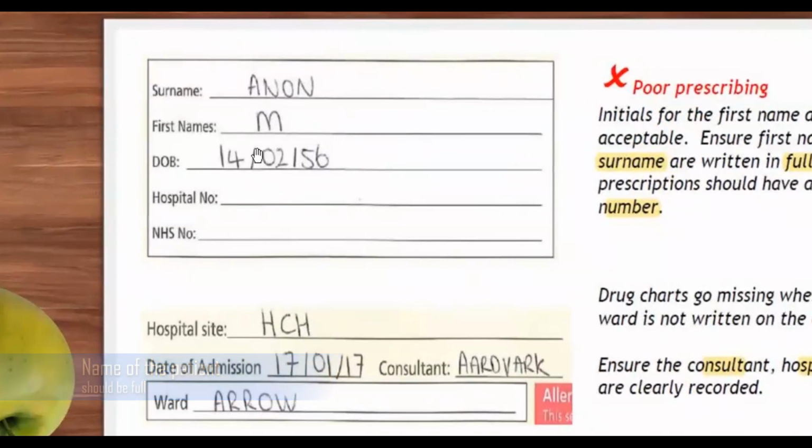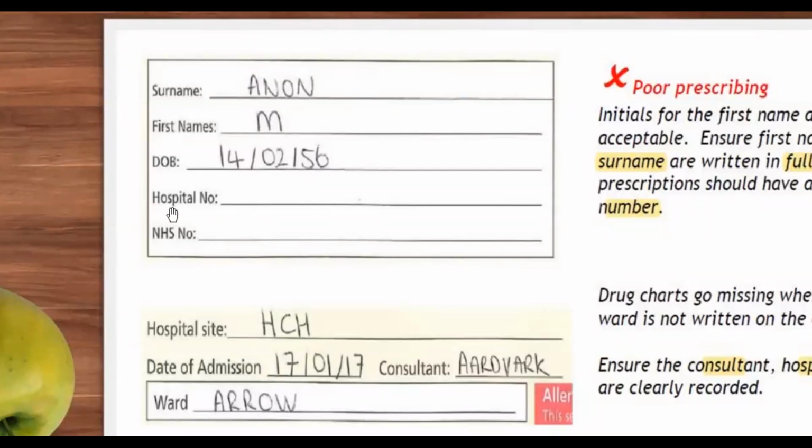The wrong thing here is about the first name. The first name is written like M, so it could be Maria, it could be Michael, it could be anyone. It's a simple thing, but it happens. So don't write just the first letter of the name.